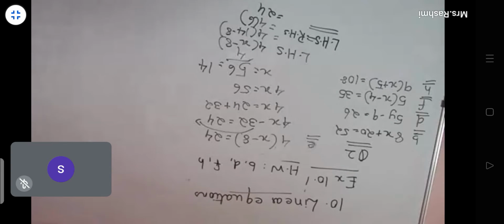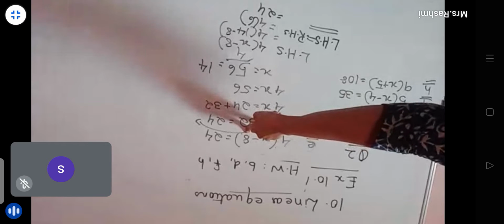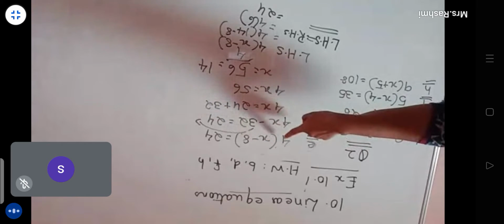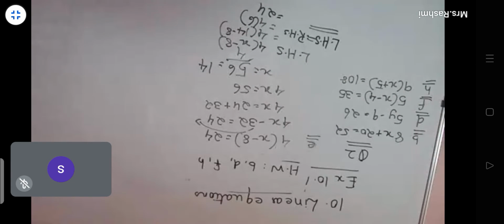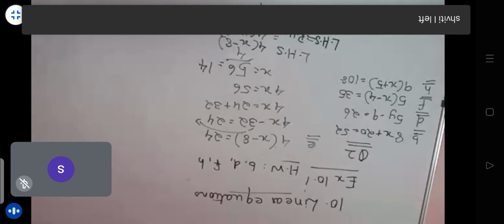Ma'am, G1 done. Yes, ma'am. What is G1 now? G1 is 7 into x plus 3 is equal to 42. Kids, whenever there are brackets, you will multiply both with this number. Ma'am, what I did is I transferred 4 to the 24 side, and then I divided 24 by 4. The answer came 6. Then I added 8 to 6. 7 into x plus 3 is equal to 42.